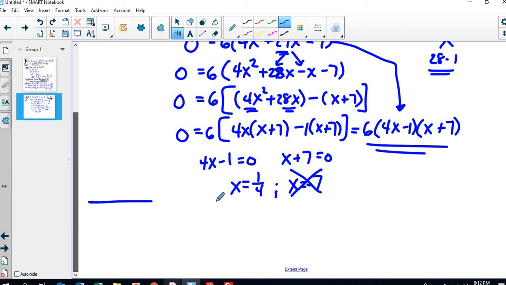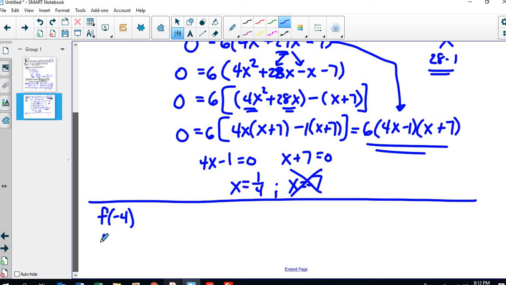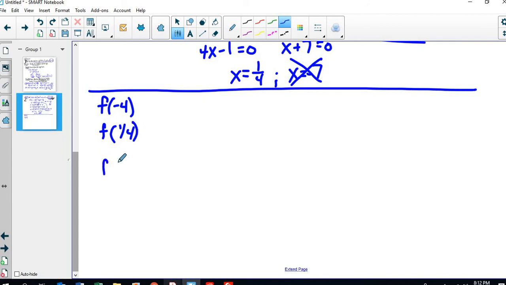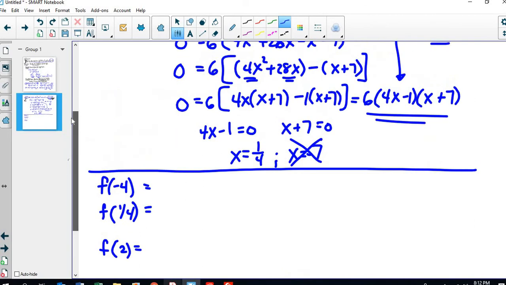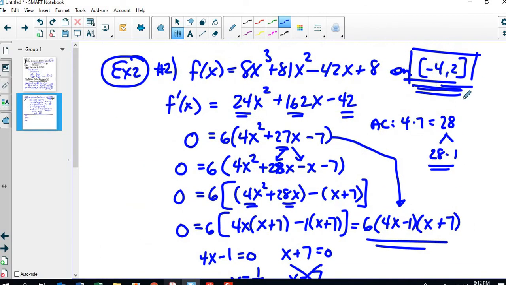All right, and so now to find our values, we're going to come down here. We're going to test f of -4, and we're going to test f of 1/4. I'm going to get a little longer here on the page, and we're going to test f of 2, because those are our points of interest that are inside -4 to 2. There are candidates. They're either the endpoints, -4 and 2, which you will always test, and then if you have critical numbers that fall inside, in between those two, you test those too.